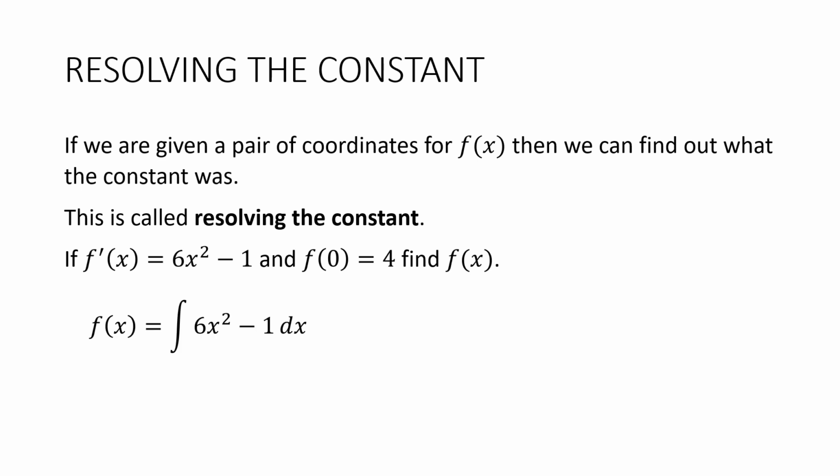Let's start by integrating. So f of x will be the integral of 6x squared take away 1 dx. Okay, what's this? 6x cubed on 3 take away x plus c. Now we're going to substitute the point 0, 4. So 4 is equal to 0, take away 0 plus c. c is equal to 4. Therefore, f of x is equal to 2x cubed, take away x plus 4.